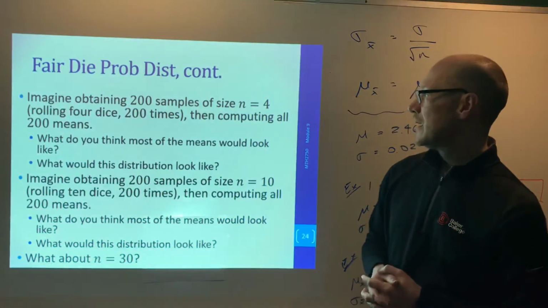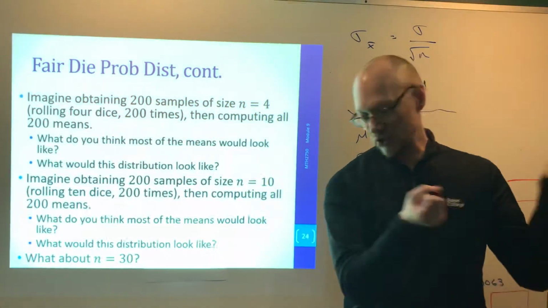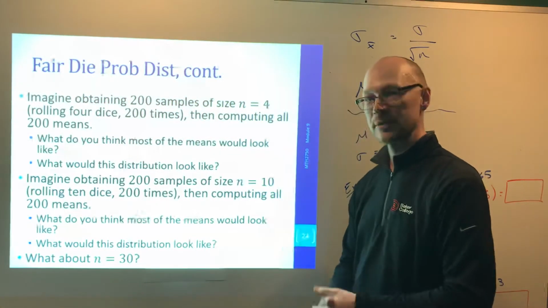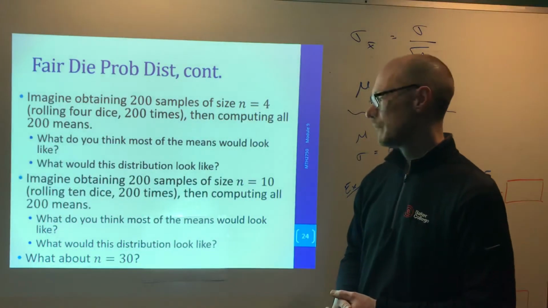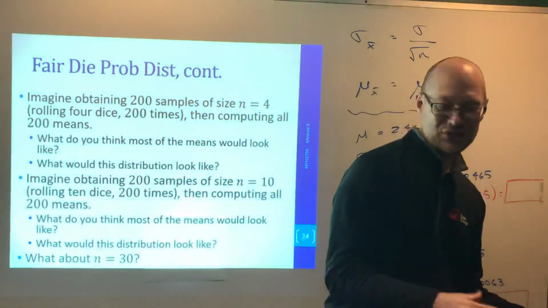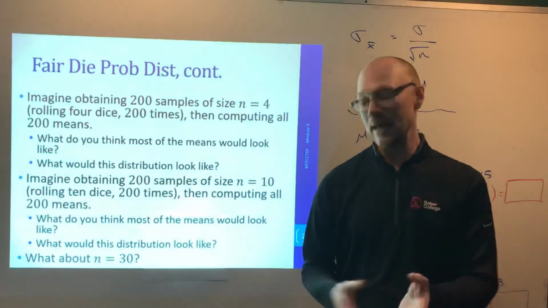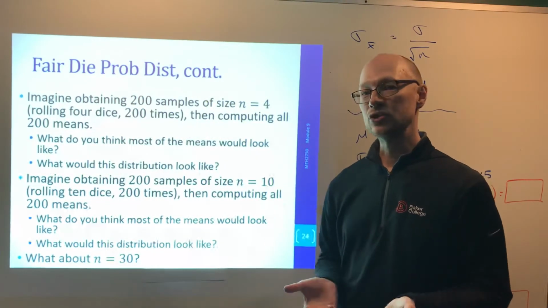Or what if instead of just 4 dice, I took 10 dice and just dumped them on the table and added all those together and divided by 10? What would I probably get? Or what if I did this with 30 dice, just dumped a whole bucket of dice on the table, added them all up, divided by 30? What do you think the average would be?